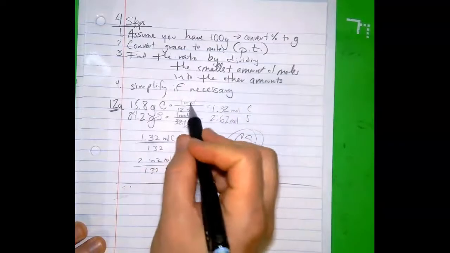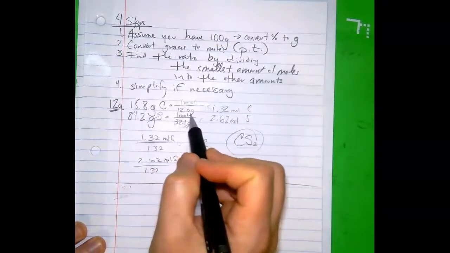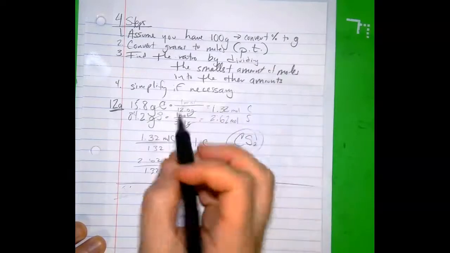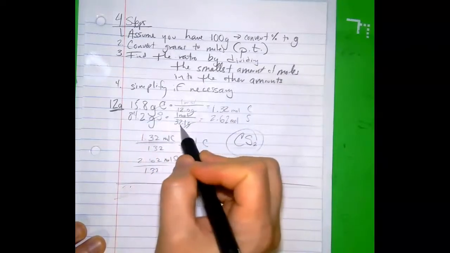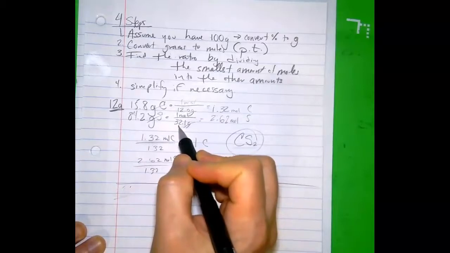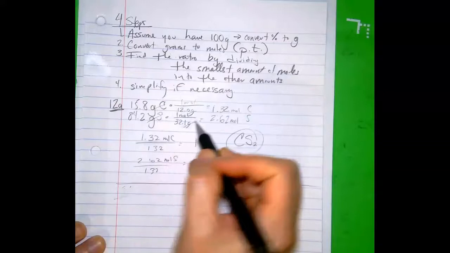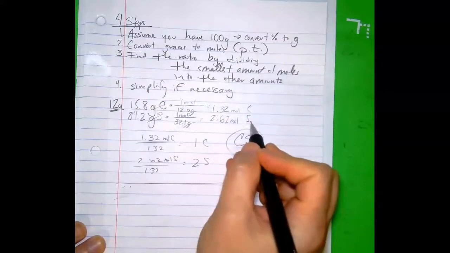I know that there's 12 grams per mole of carbon. I'm going to put grams on the bottom because I want them to cancel out. And I get 1.32 moles of carbon. Then I have 84.2 grams of sulfur. I go to my periodic table. I know that sulfur is 32.1 grams per mole. I put grams on the bottom, cancel them out, and I get 2.62 moles of sulfur.